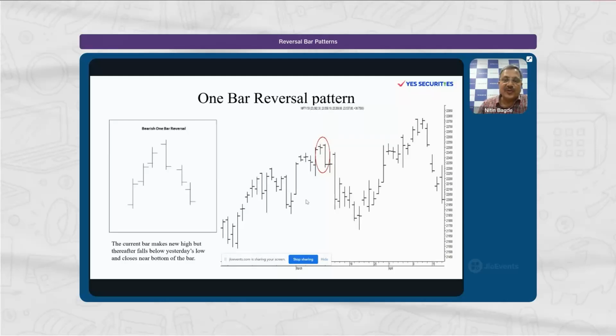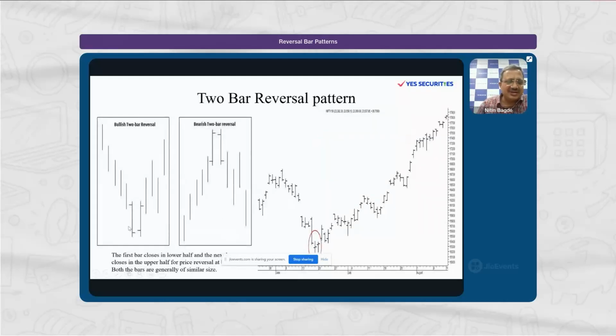Now the third is the two bar pattern. The two bar pattern is nothing but similar size bars. The first bar should close near the low. How near the low? We can say in the lower half. It should make a close in the lower half. The next bar should make a close in the upper half. The size can be similar, a small difference can be there, but generally similar. I'll not use the word equal, I'll use the word similar. So these two bars should be similar. The first one should close lower, the second one should close higher. When this happens, we can say that a two bar reversal has happened.